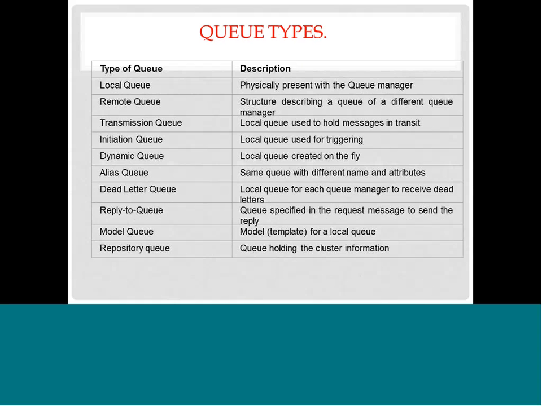There are many types of queues: local queue, remote queue, transmission queue, initiation queue, dynamic queue, alias queue, dead letter queue. There are many queues that exist at the MQ level, and each queue has its own functionality. Those will be discussed during the class.